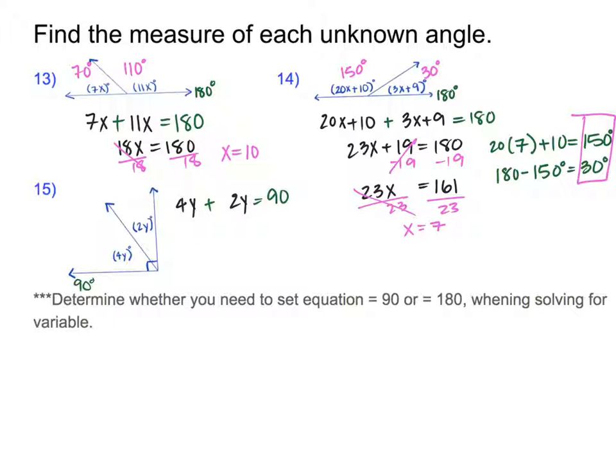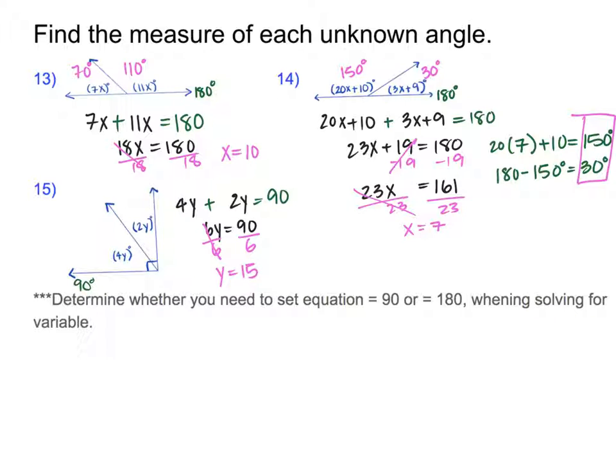Okay, so given that, we're going to work this out. 4y plus 2y gives me 6y equals 90. If I divide by 6, y is equal to 90 divided by 6, which is 15. Now I have to plug that 15 into the expression. So I'll take that 4y.